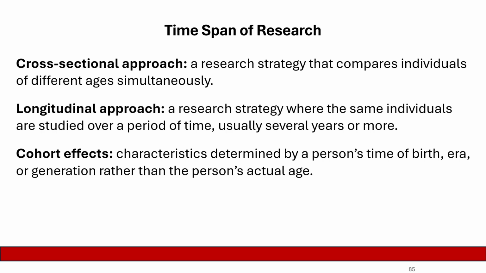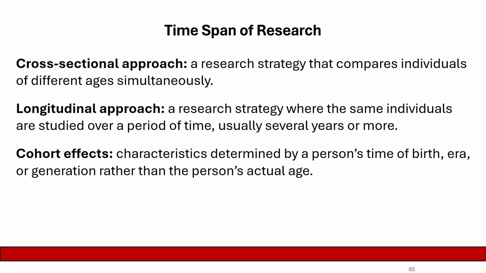Now let's go over the time span of research. There's a cross-sectional approach. This is a research strategy that compares individuals of different age at the same time. Think of it like taking a picture at any moment in time, one moment. The longitudinal approach would be a research strategy where we are looking at the same individuals over a period of time, usually years or more. So maybe your cross-sectional approach would be looking at people in their 20s, their 30s, their 40s, all at once. The longitudinal approach, alternatively, would be you watching people in their 20s all the way through their 30s and then into their 40s. That longitudinal approach, think long time, right? We're watching them or studying them for a long time.